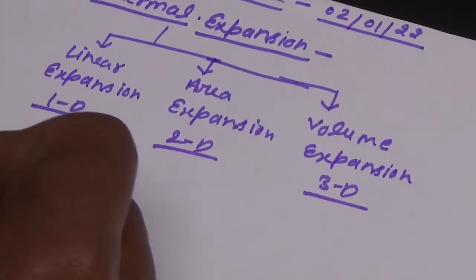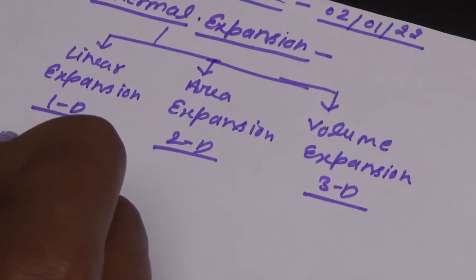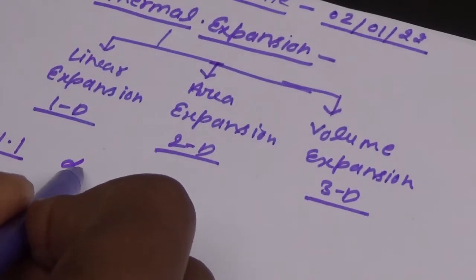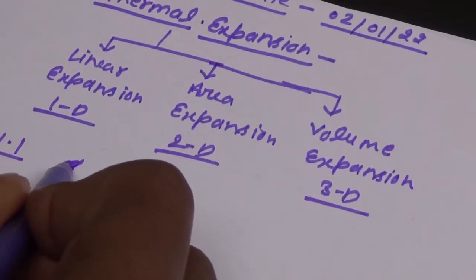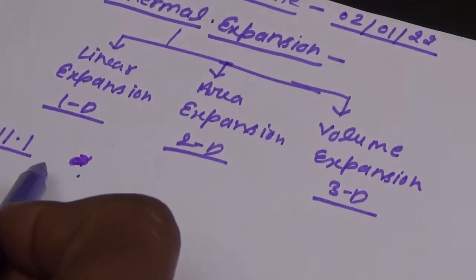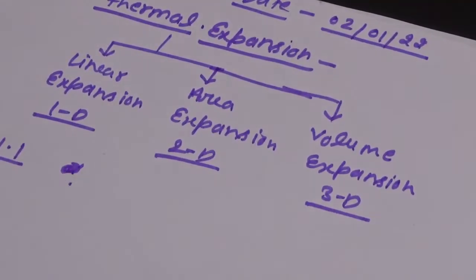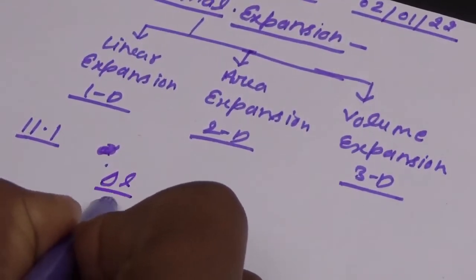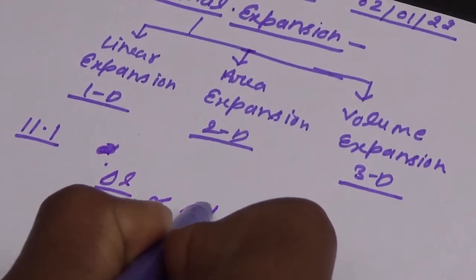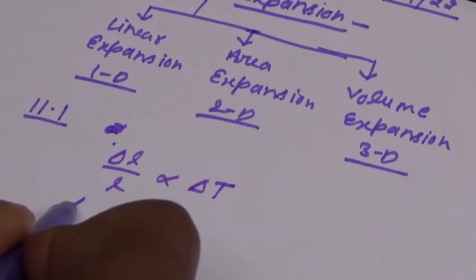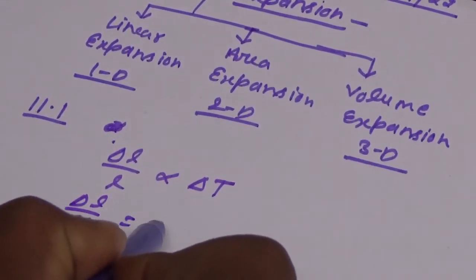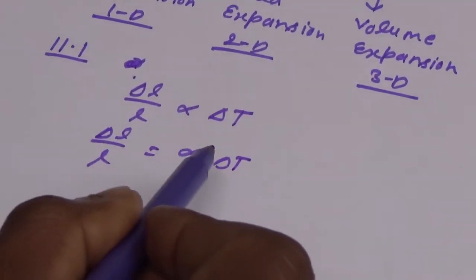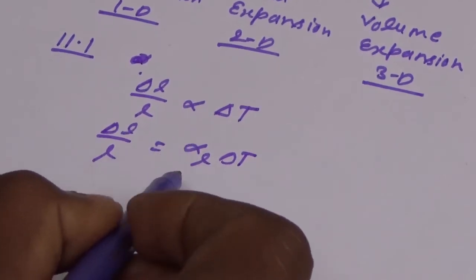So students, if we study table number 11.1 in your NCERT book, we can very easily see alpha L. What is alpha L? If we revise the mathematical expression for linear expansion, change in length of any object is directly proportional to change in temperature. So we have written del L upon L is equal to alpha L del T. Here alpha L is the coefficient of linear expansion.